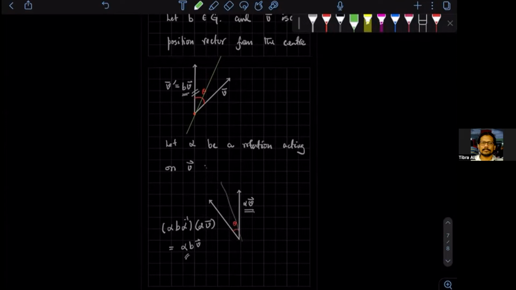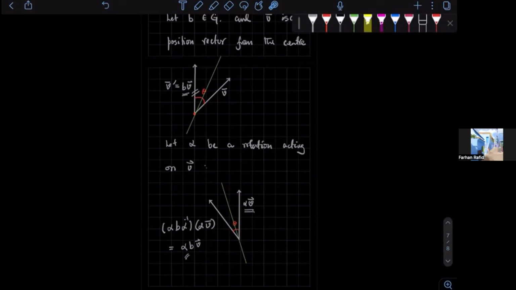The new alpha inverse, if you want to think of B being a reflection, then what it's saying is that the new axis of reflection should be this one. Okay.